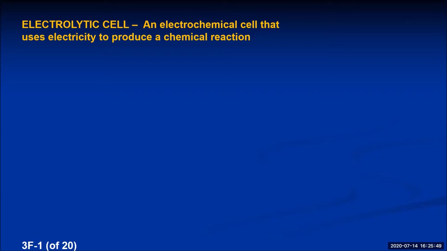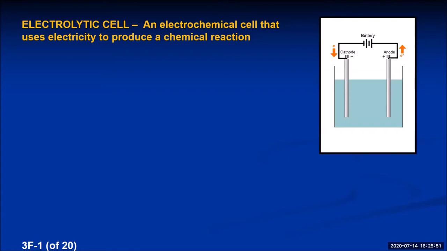If we look at the construction of an electrolytic cell, there's actually only one container. There's one liquid. Both electrodes are placed into this particular liquid, and then attached to the electrodes is a battery. And the battery is the source of electricity. Essentially, what we're doing is we're running electricity through the liquid, and that's going to cause an oxidation reduction reaction to take place.